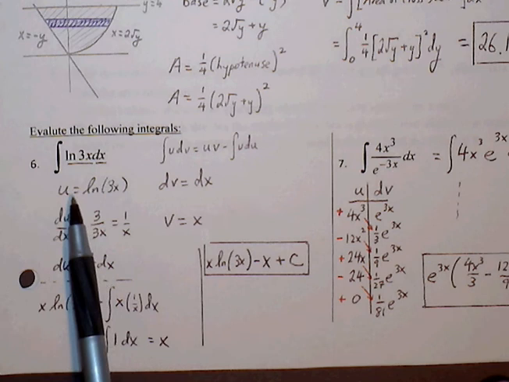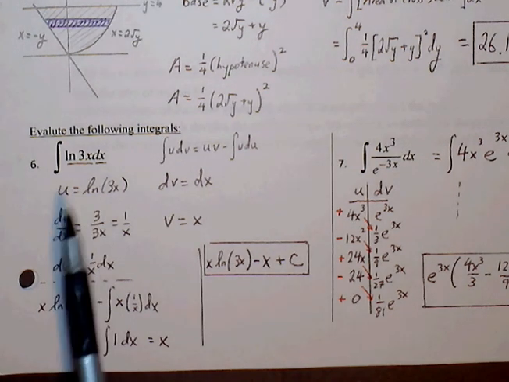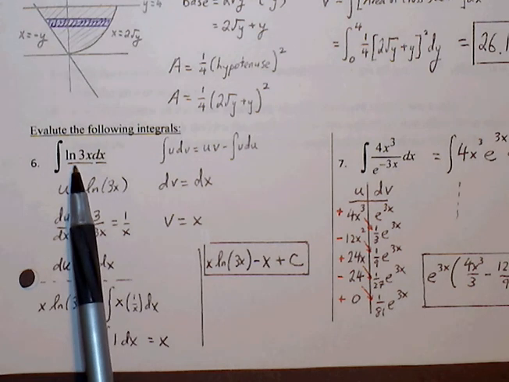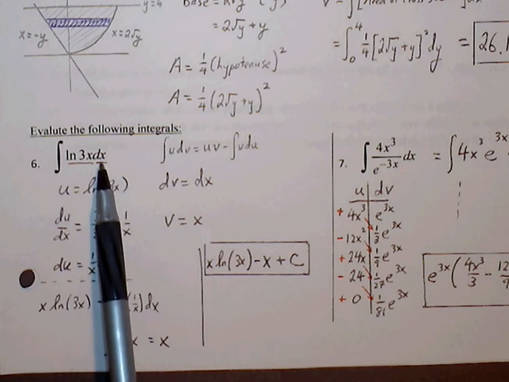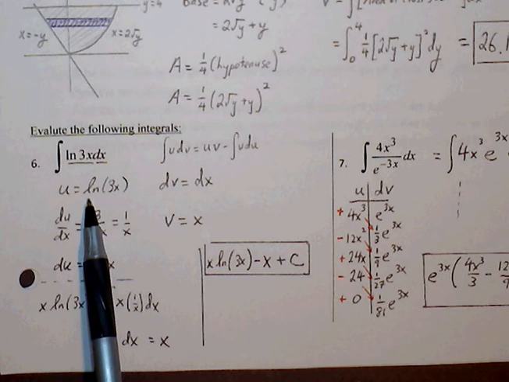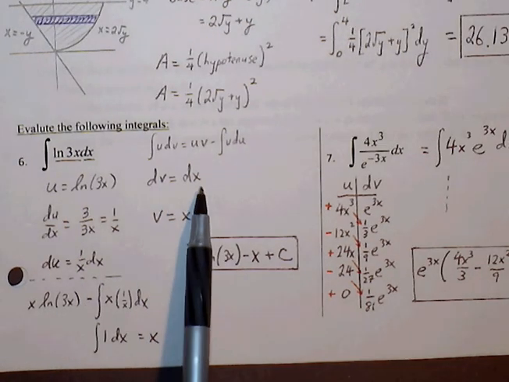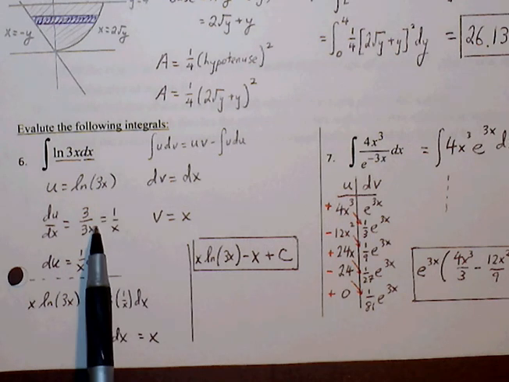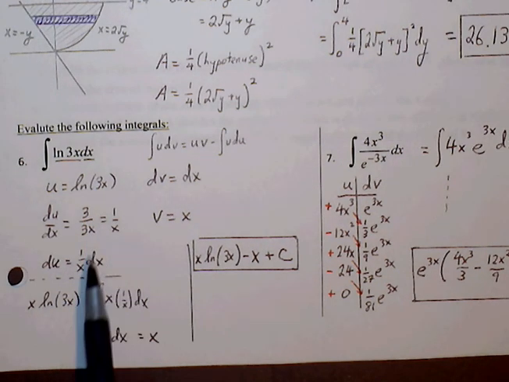We have the acronym where logs comes first, so LIPET. We have logs versus algebraic, so we know logs is going to win out. So u is natural log of 3x, which means dv is going to be the remaining portion, which is 1 dx. To get from u to du, it's u prime over u for natural log. So u prime is 3, our u is 3x. So 3 over 3x reduces to be 1 over x, and then we can also attach a dx there.